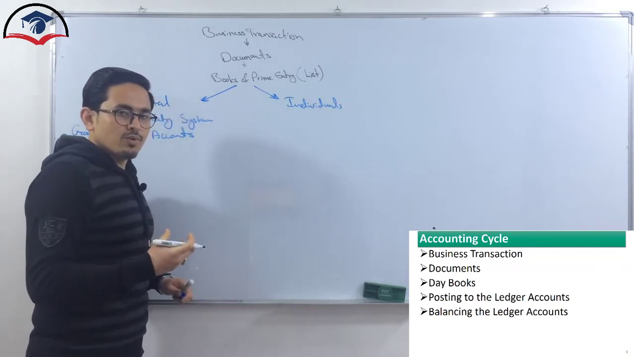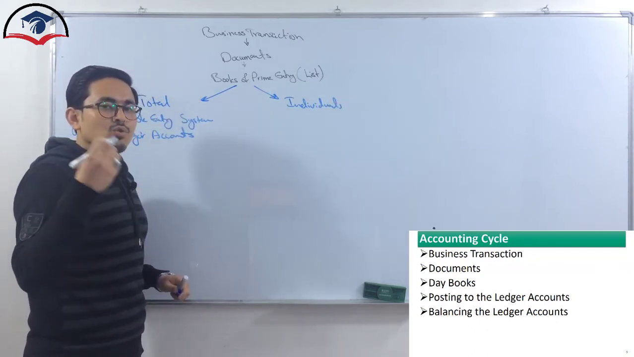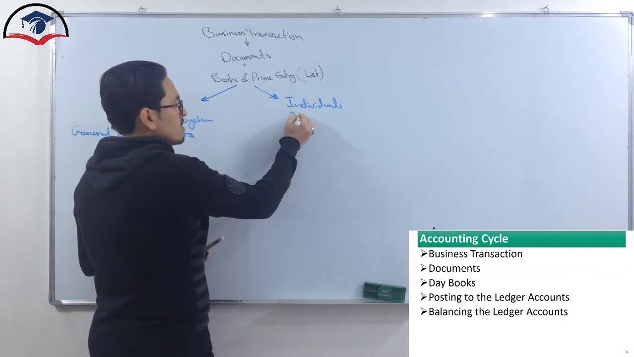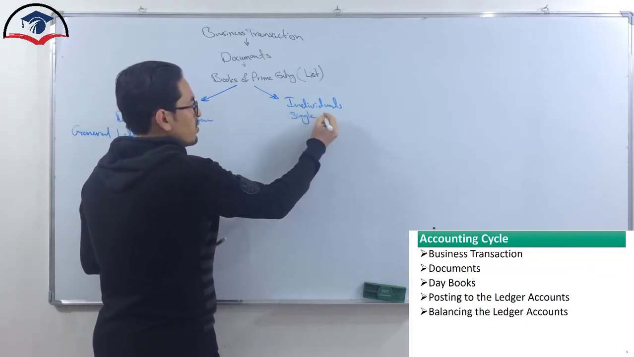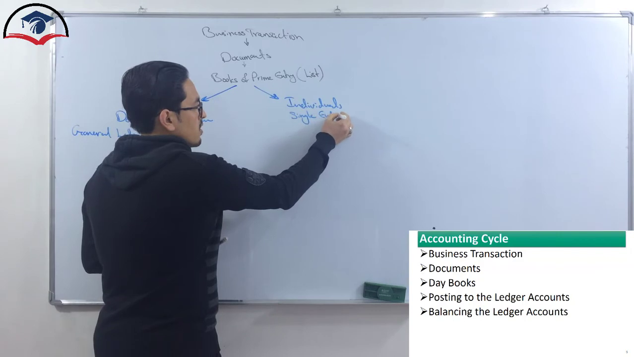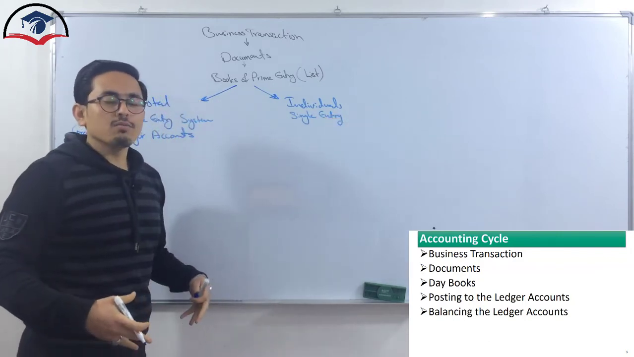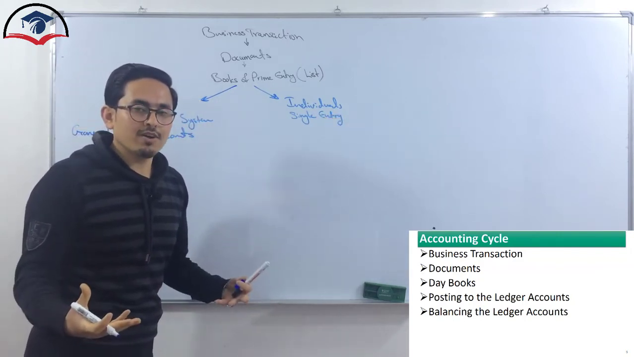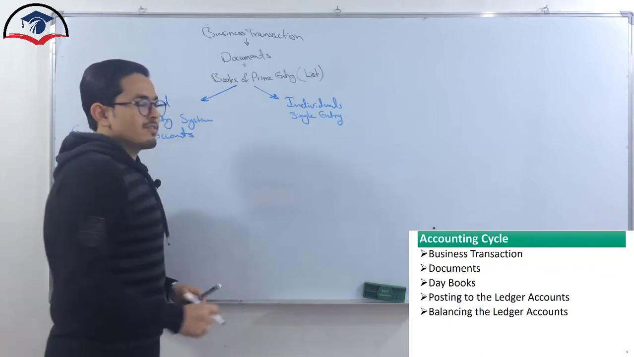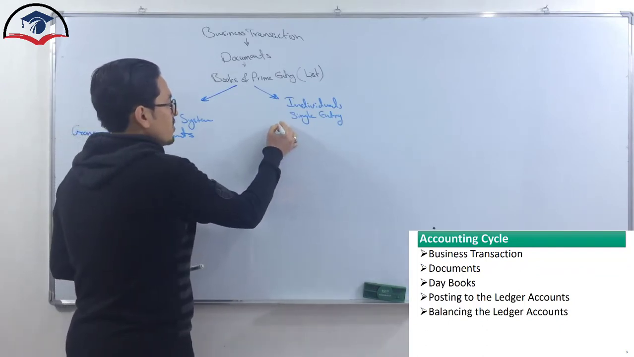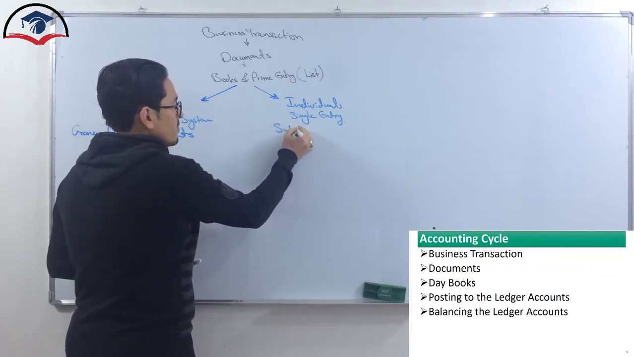For the individuals, for updating that, you have the single entry, because it's only a memorandum account. There is no double entry, and they are not part of the double entry system of accounting. You will do the single entry on where? On subsidiary ledgers or individual ledgers.